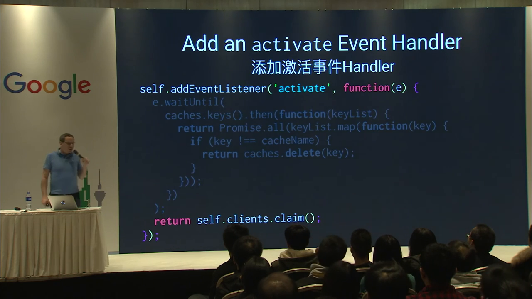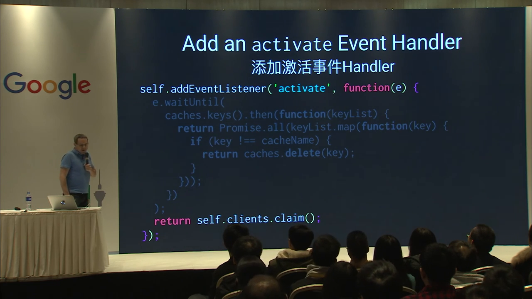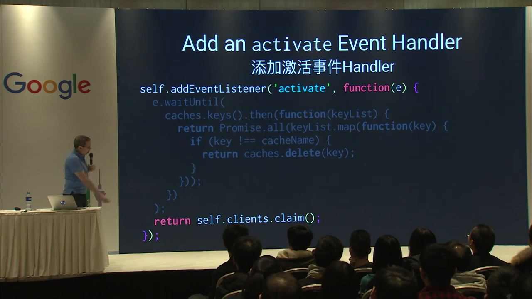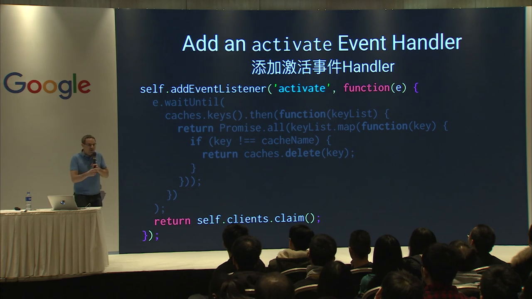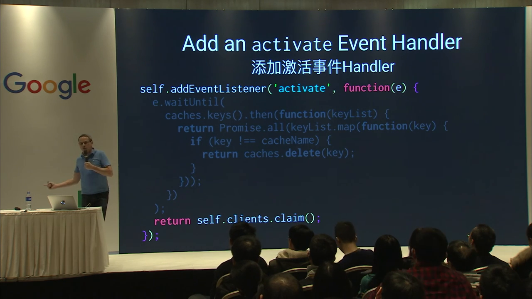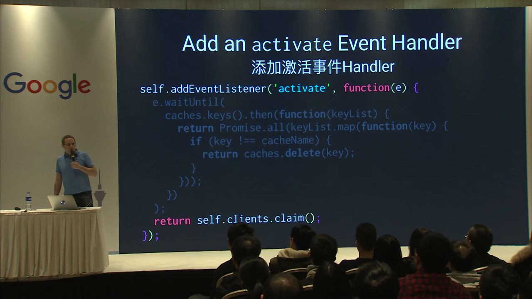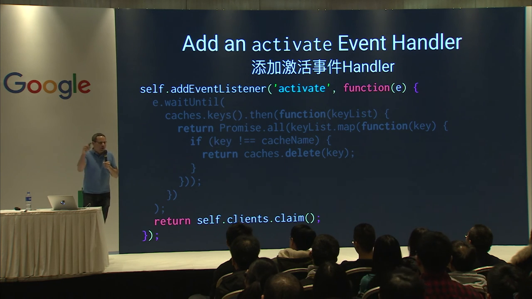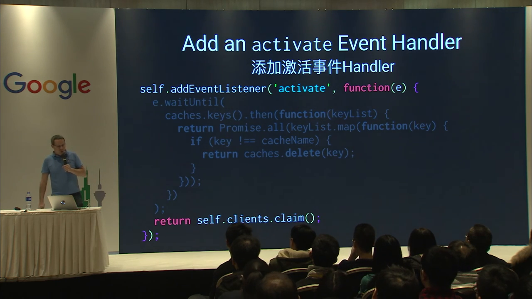Now, there's one other thing that we want to do in this particular case, and that's calling self.clients.claim, you can see on the very bottom there. That tells the browser that we want this service worker to take control of any other browser window that the service worker controls. So in this particular case, we're not going to worry about file versioning or anything like that. We want it immediately to start taking control. This only works if you haven't made major changes to your content.